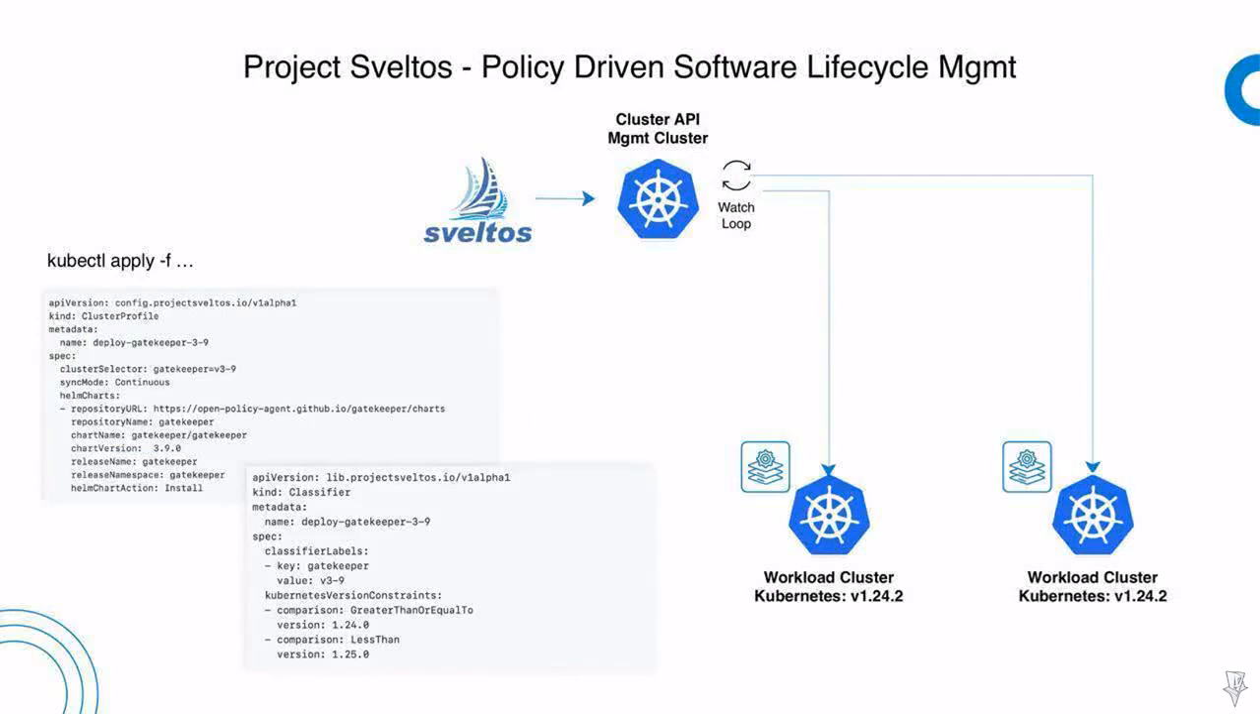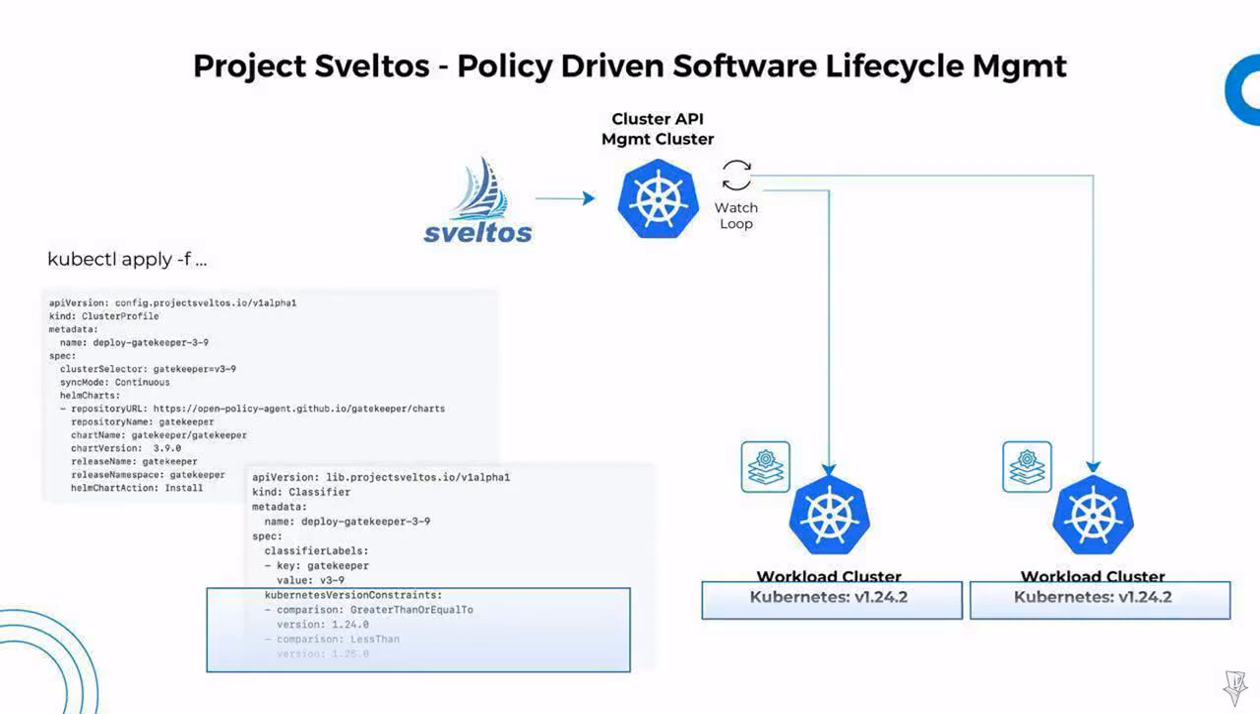In this example, we have two workload clusters running Kubernetes version v1.24.2. The admin posts a cluster profile requiring Gatekeeper to be deployed on all clusters with label Gatekeeper version 3.9. The admin also posts a classifier. The classifier matches clusters with Kubernetes version higher than v1.24.2 and strictly less than v1.25.0. Classifier indicates that Gatekeeper v3.9 label needs to be added to each cluster matching this classifier instance.